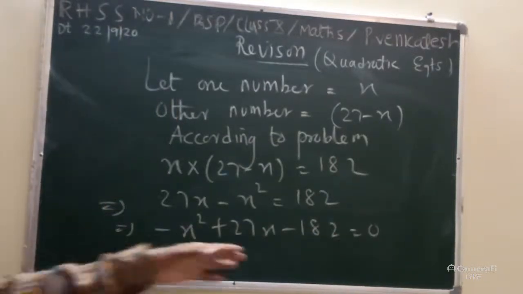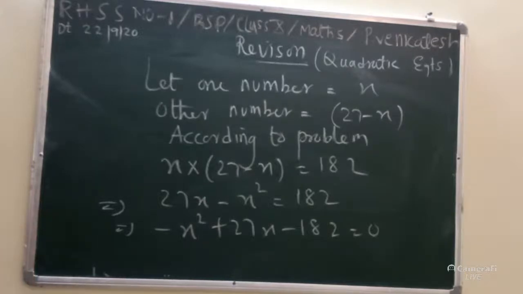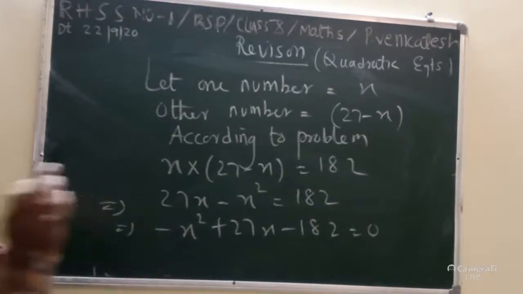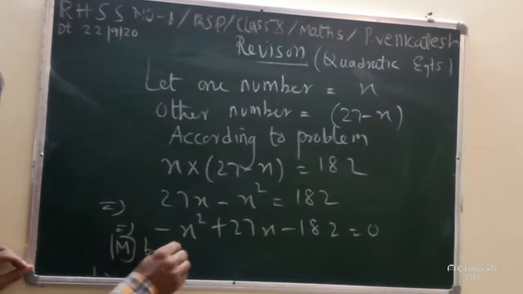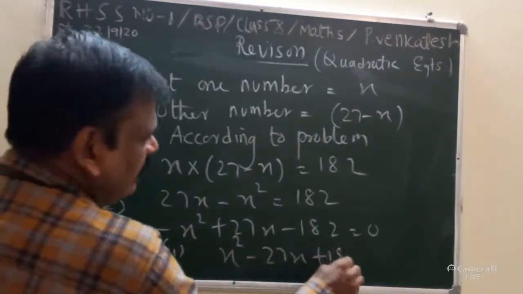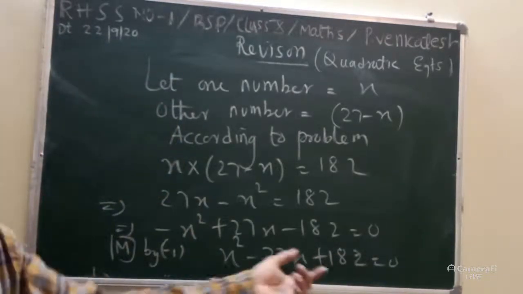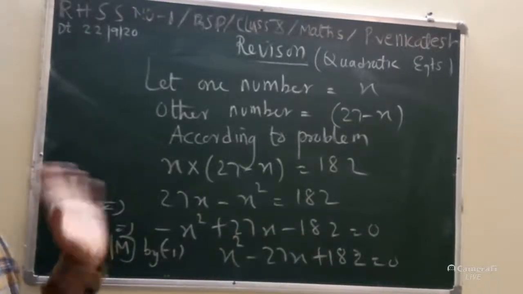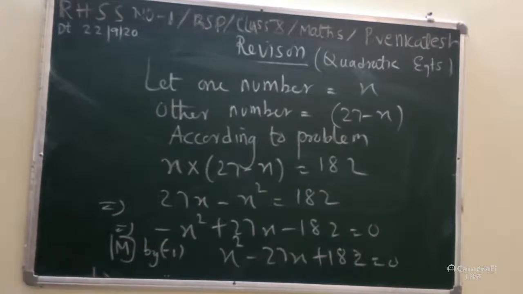What is standard form? When you arrange the variables in descending order, that is called standard form. You might have done it in class 9th also. Now remember one thing, there should not be a negative sign before the x square term. So what we'll do is multiply by minus 1, or x square minus 27x plus 182 equal to 0. Now this is a quadratic equation. We can solve it either by the splitting method or by the formula method, whichever is easy for you.